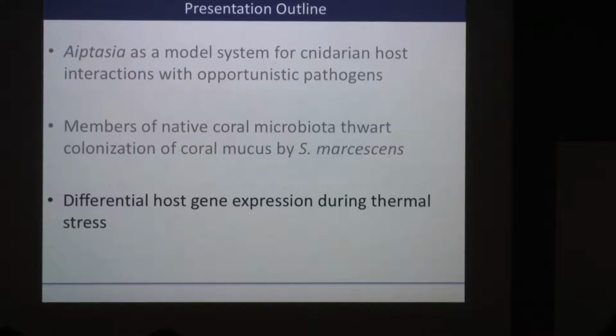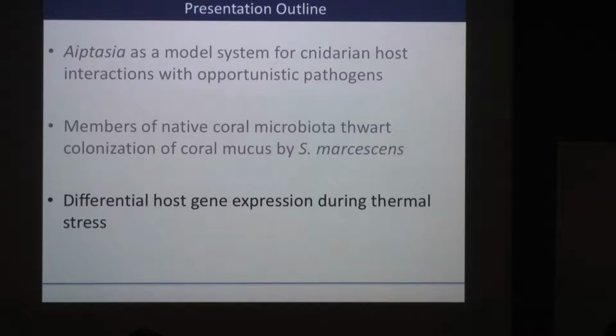All right, so the last quick little study that I want to give you is a look at the host side of things. So I've been talking a lot about microbe-microbe interactions and just using the host as a proxy, or a model to do these experiments. But what are the hosts doing in response to some of these stresses?